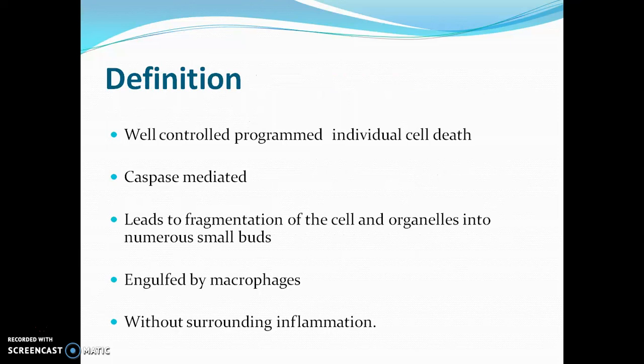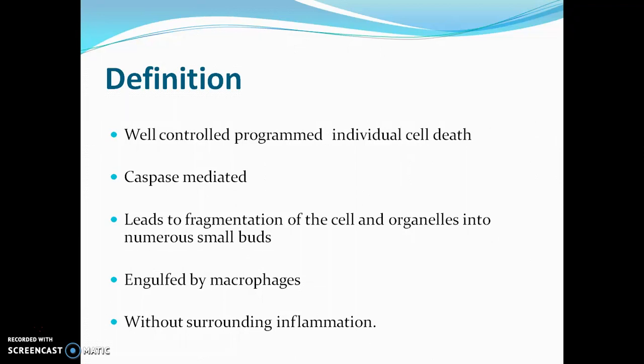So, what is apoptosis? Apoptosis is a pathway of cell death that is induced by a tightly regulated suicidal program in which cells destined to die activate intrinsic enzymes like caspases that degrade the cell's own nuclear DNA and nuclear and cytoplasmic proteins. Basically, apoptosis is a well-controlled, programmed, caspase-mediated death of individual cells, and it leads to fragmentation of the cells and organelles into numerous small buds. These small buds are engulfed by macrophages without surrounding inflammation. There is no inflammation in apoptosis.